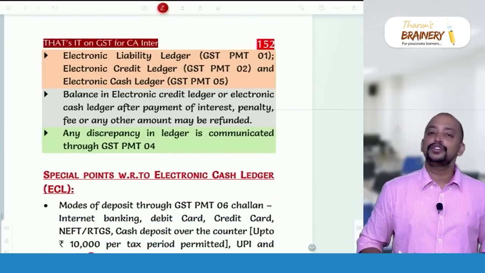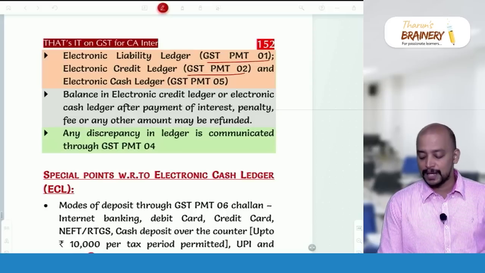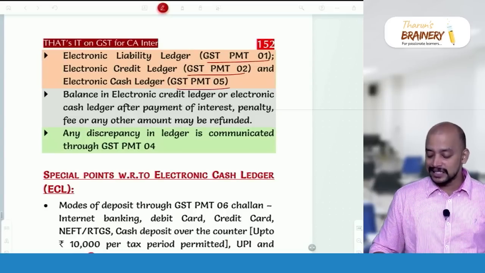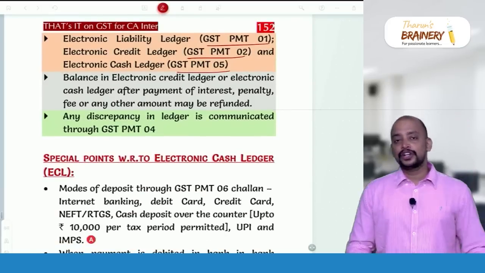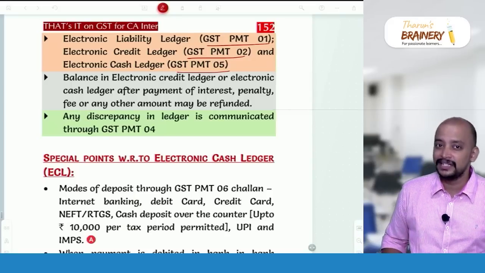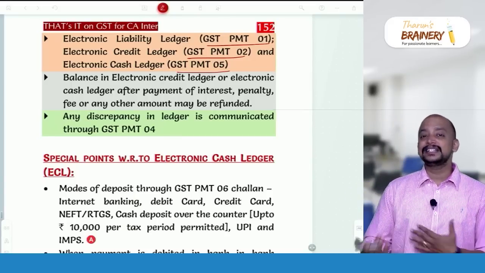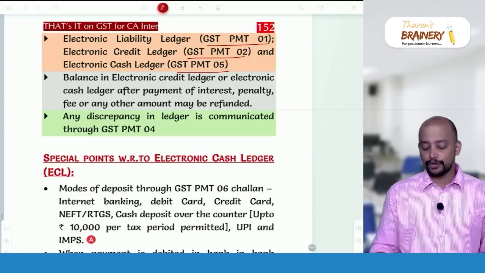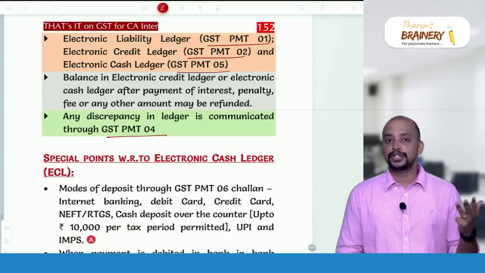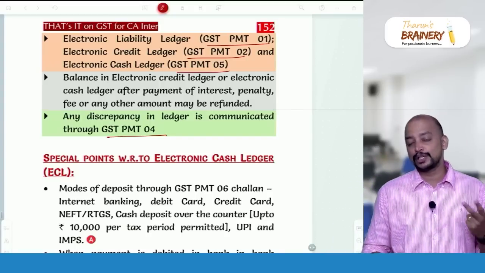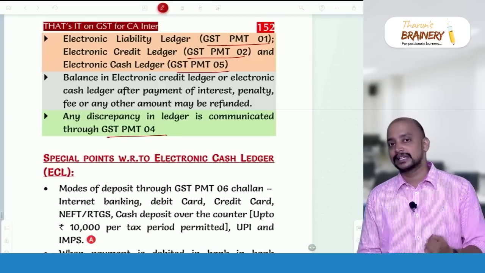And here we need to remember a few form numbers. PMT1 is the electronic liability ledger, PMT2 is the credit ledger, PMT5 is the cash ledger, and PMT6 is the deposit challan. Then, if there is any balance in the electronic credit ledger or cash ledger after payment of interest, penalty, fee and others, we will get it as a refund. And if there is any discrepancy in the ledger, that will be communicated to the portal in PMT4. So in total we have seen PMT1 liability ledger, PMT2 credit ledger, PMT4 discrepancy, PMT5 cash ledger and PMT6 that is challan.